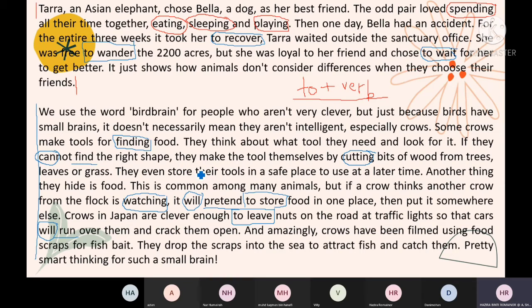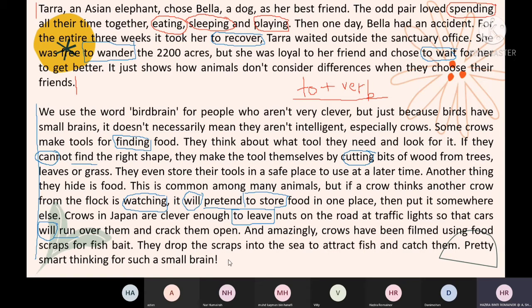All right, so you must remember this rule, especially when you want to write your essay and for your paper one, because there is one part for you to complete a text by choosing the correct grammar. That one is paper one.